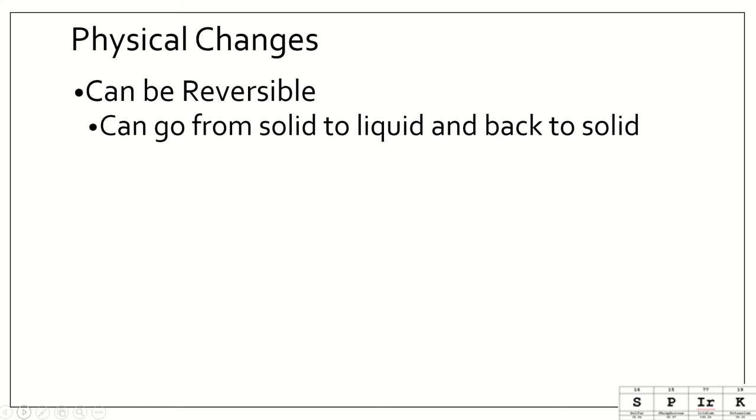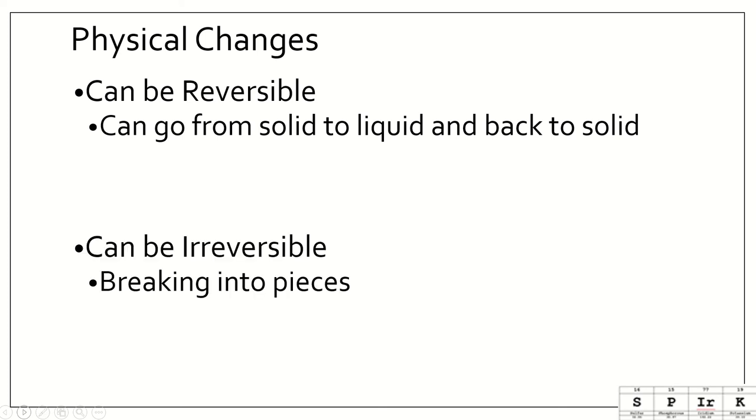So physical changes can be reversible. So if you think about an ice cube, it can go from a solid, we can melt it to a liquid, and then we can freeze it again back to a solid. And they can also be irreversible. So think about breaking something into pieces. If you drop a beaker, like in class perhaps, it's going to break into a bunch of pieces, and it's pretty difficult to put that back together, if at all possible.